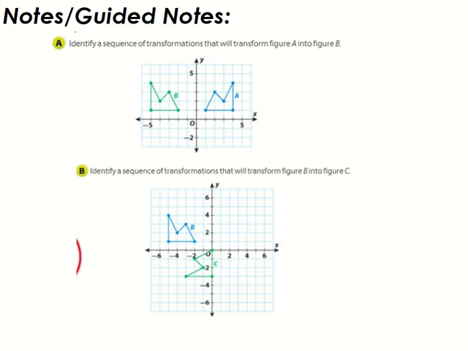It says A to B, so we're going to move the blue to the green. Based off this, I can tell that there might be a reflection, and it looks like a reflection over the y-axis, because if I look, they're opposites of each other. Now I know it's not a perfect mirror, but that's because I have to do more than one thing. So let's start with a reflection over the y-axis.